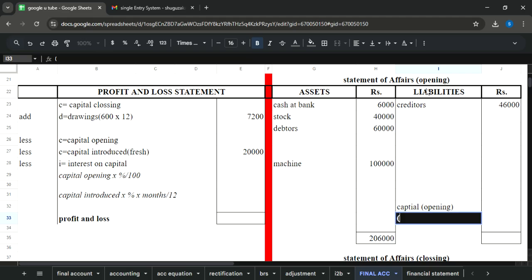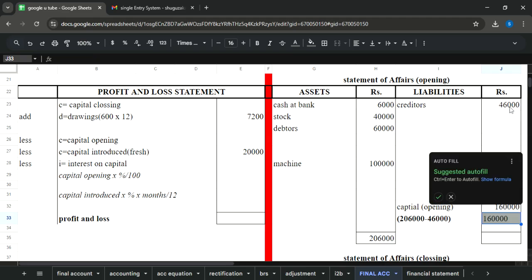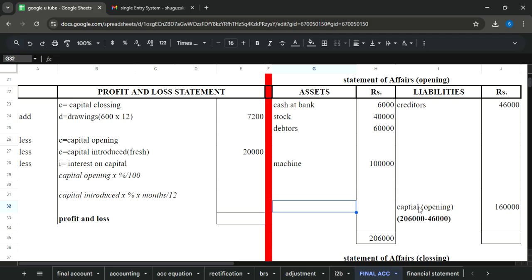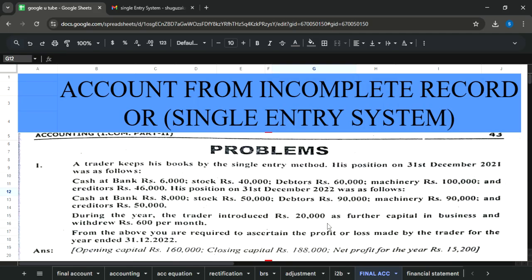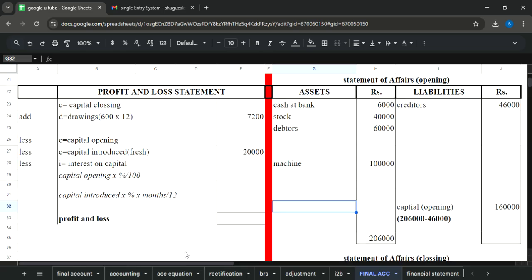Simple, it is this: total of the asset side, and then you will subtract the total of the liability side, 46,000. In this way you will be able to calculate your capital. 206,000, what is it? Total of assets, and total of liabilities 46,000. So what we have got is 160,000 as our opening capital. Let's see. Look here. Opening capital is 160,000 and our answer is also 160,000. So guys, in this way, the first answer we have calculated and that answer is matched with the book.